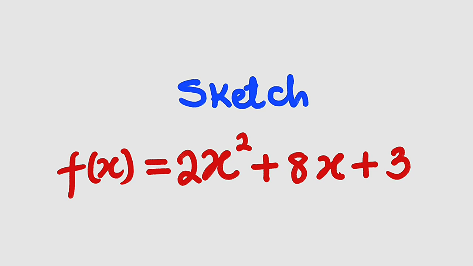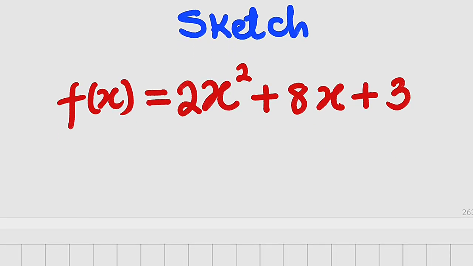In this tutorial I would like to show you how to graph a quadratic trinomial. We are asked to sketch the function 2x squared plus 8x plus 3. First of all, we are going to transform this quadratic trinomial into its vertex form. And how can we do that? First of all, let us factor out the leading coefficient from all of these three terms.